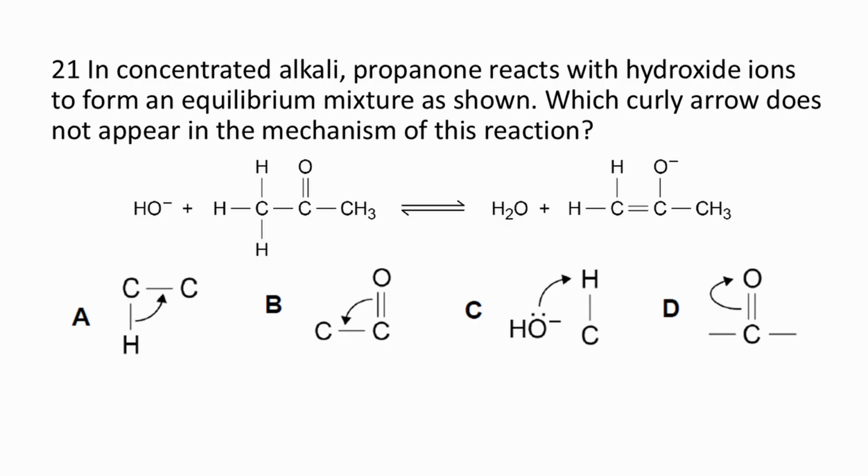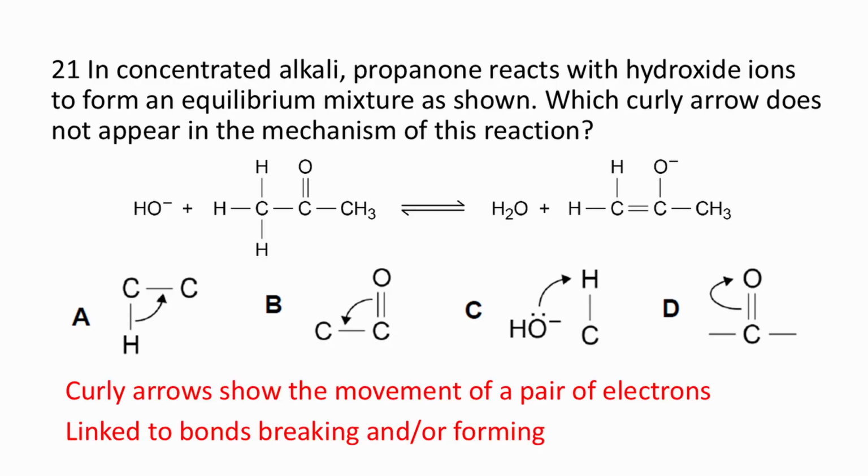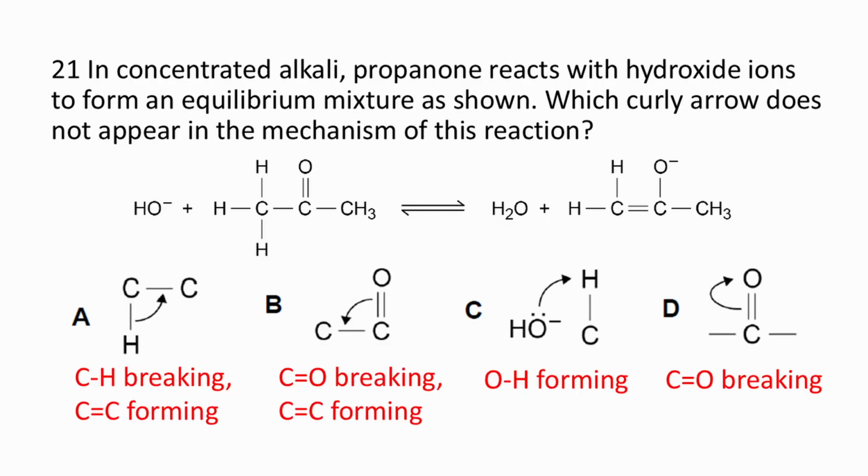Here's the next question. In concentrated alkali, propanone reacts with hydroxide ions to form an equilibrium mixture as shown. Which curly arrow does not appear in the mechanism of this reaction? Curly arrows show the movements of a pair of electrons, and this is always associated with bonds breaking and or bonds forming. Option A shows a CH bond breaking and a CC double bond forming.